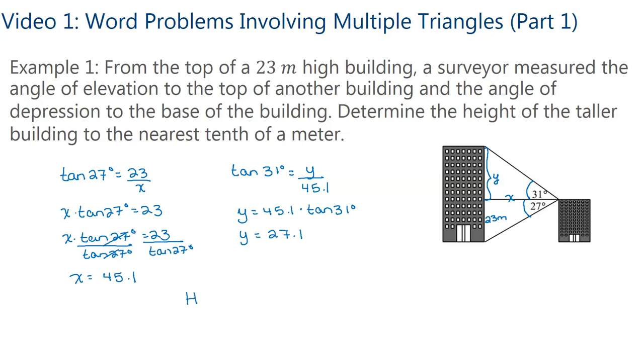So now let's add our two values together to find the height of the building. I'm adding 23 and 27.1 together for a total of 50.1 meters.